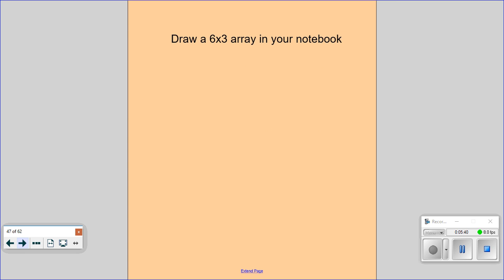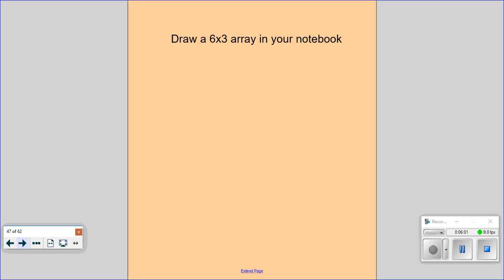Underneath, we don't really have a title on this page, but I would like you to draw a 6x3. Let's make this a fast array. A 6x3 fast array on the next blank page. What's a fast array? Someone remind me. We did that on our distance learning. You should watch that video.